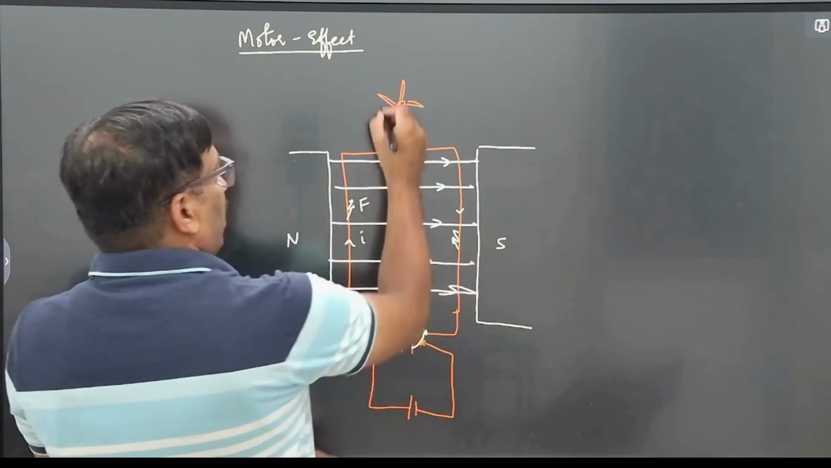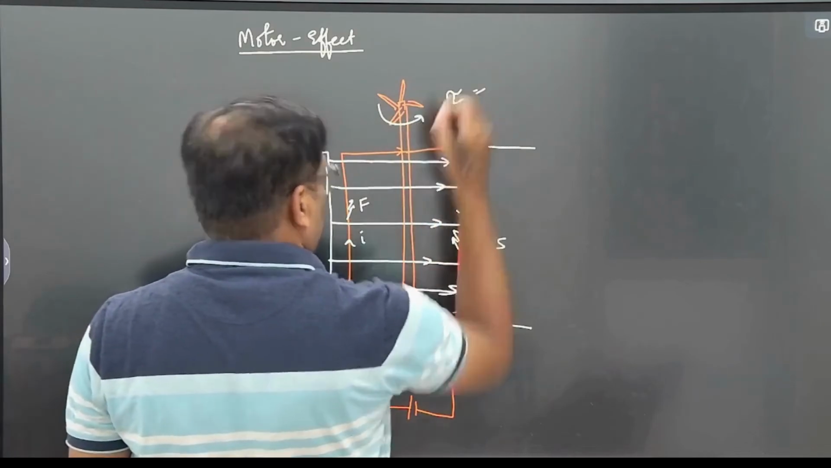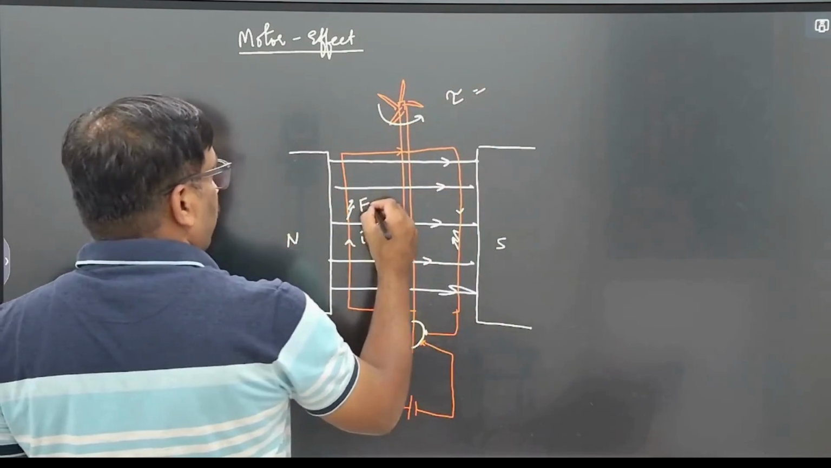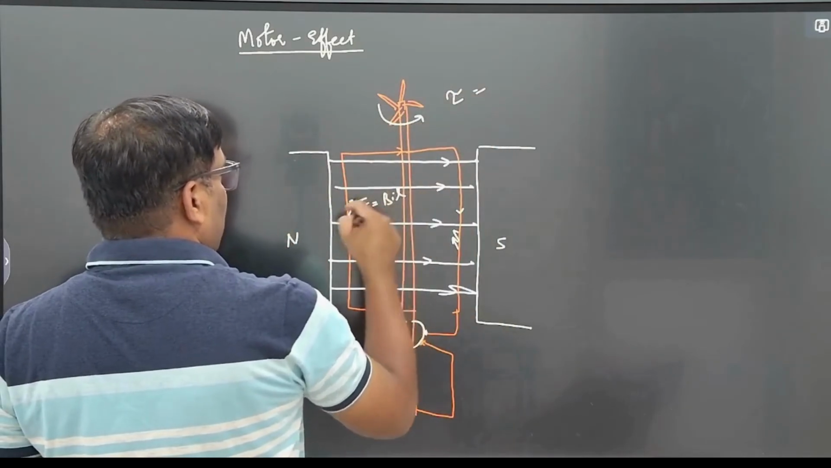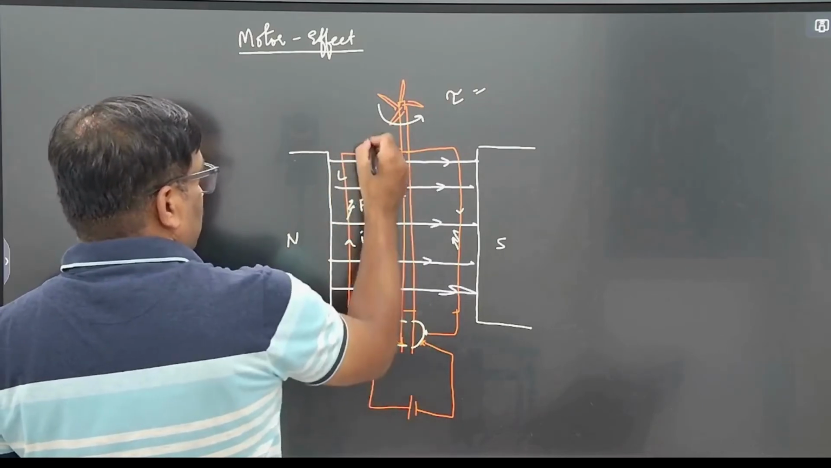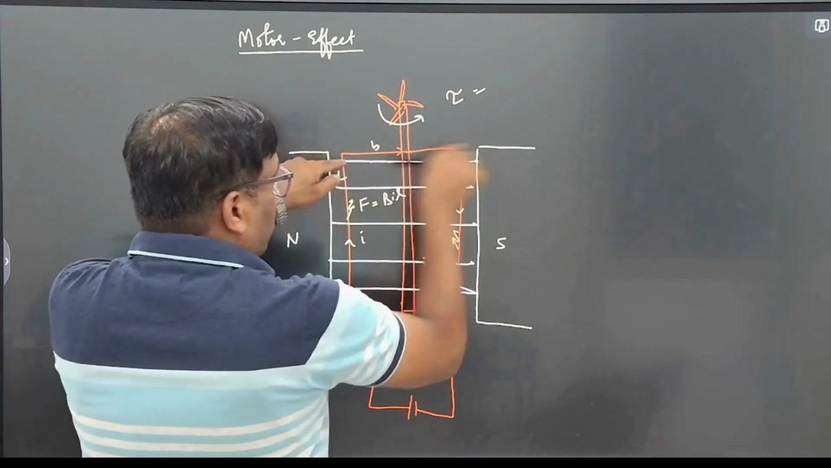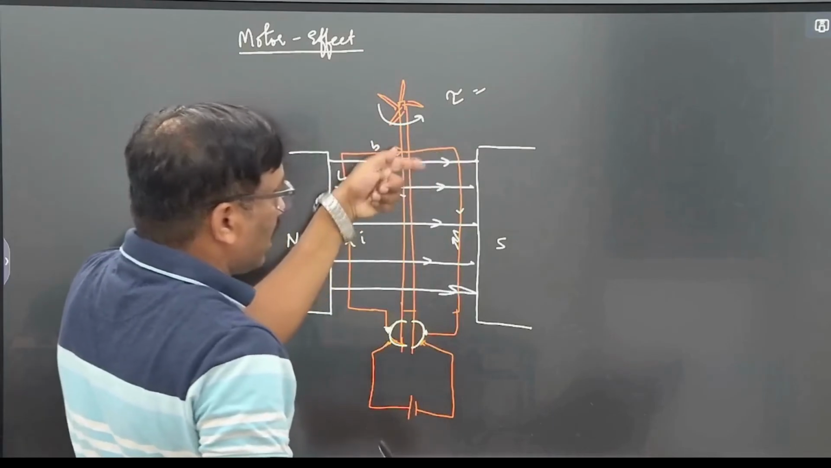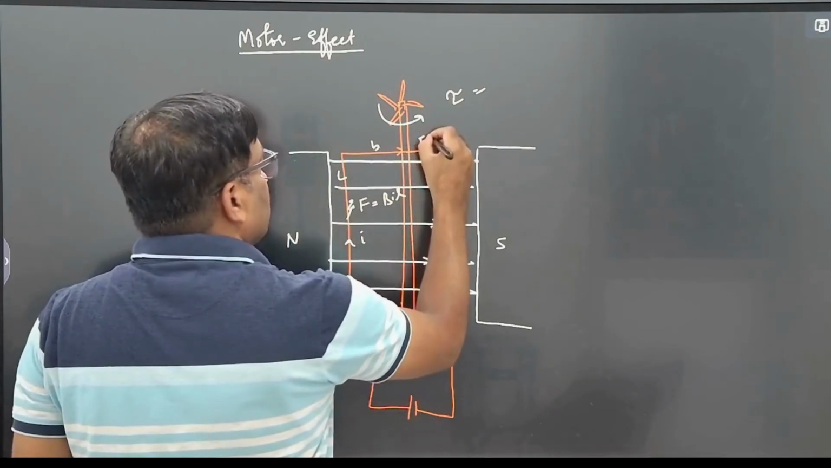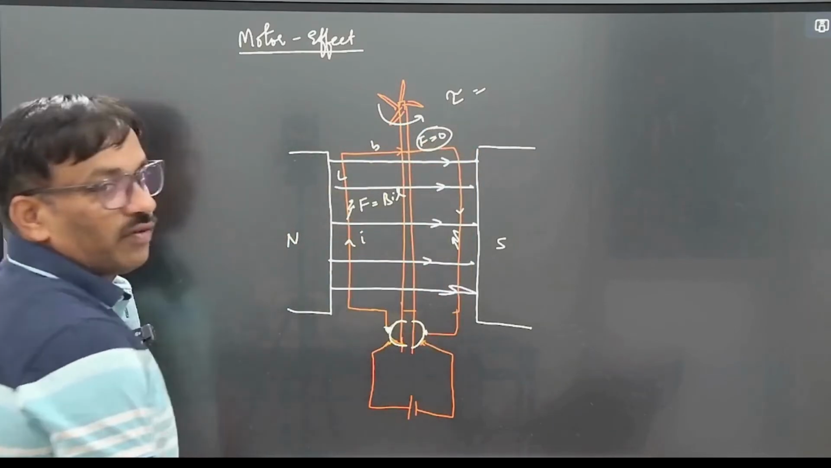It's rotating. Rotating means it should experience a torque. So this side force, you know it, is nothing but B into I into length. The length of this one is L, so this is your breadth. This part you try to observe, it is along the direction of the magnetic field, so it will not experience any force. The force on this part will be zero.